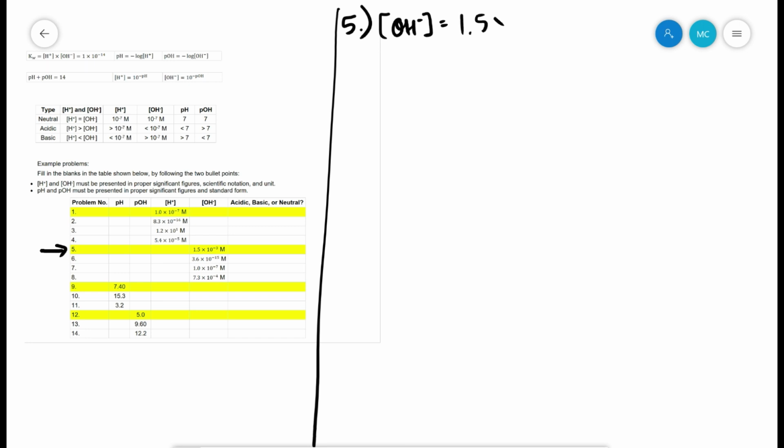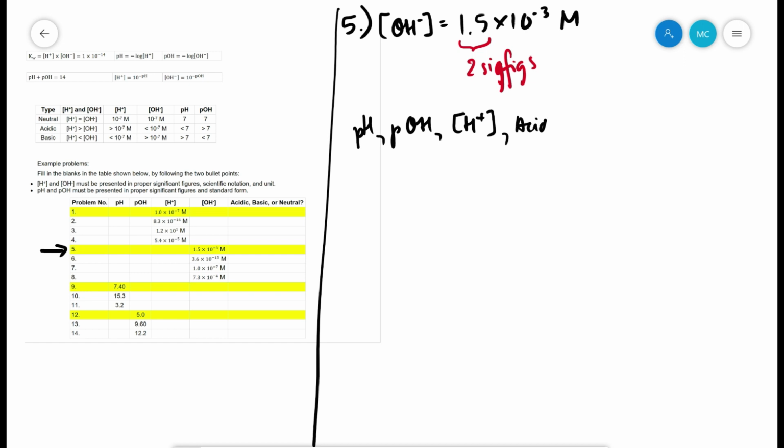It is 1.5 times 10 to the power of -3. If you look here, this is also 2 sig figs, right? Now you are being asked to find the pH, pOH, the concentration of H plus, and to figure out if the solution is acidic, basic, or neutral. Alright, so in my opinion, it is the easiest to start with pOH.